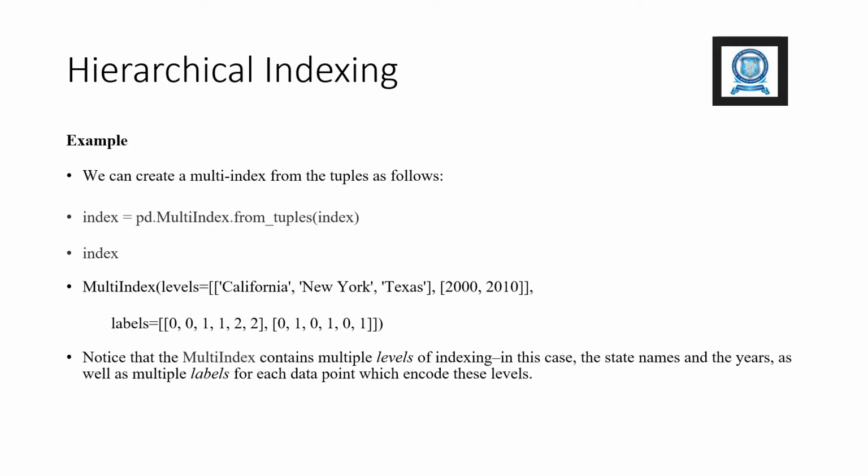Hierarchical indexing example. We can create a multi-index from the tuples as follows. We have to write the statement pd.MultiIndex.from_tuples(index). If we print index, it shows the output like this. Here is the output of the tuples. Notice that the multi-index contains multiple levels of indexing, in this case the state names and the years, as well as multiple labels for each data point which encode these levels.